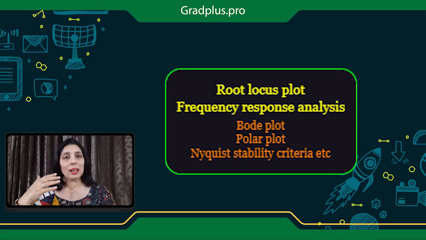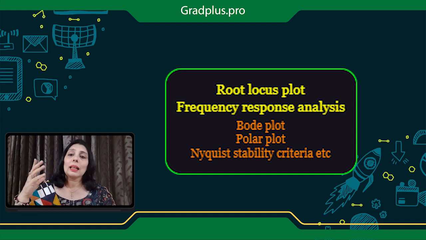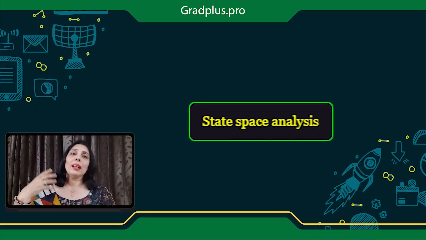Then on the third stage, you should go on with the root locus plot and then move on to the frequency response analysis. In frequency response analysis, we learn about the Bode plot, polar plot, and the Nyquist stability criteria, and so on. Then on the next stage, you should study the state space analysis.